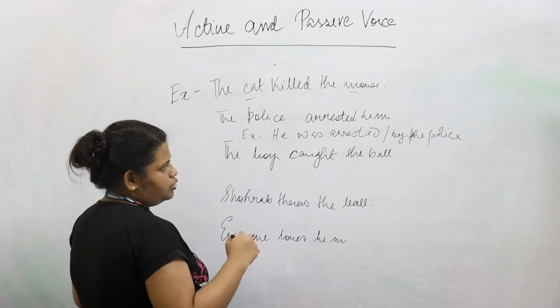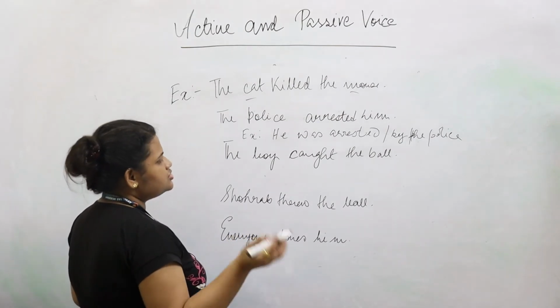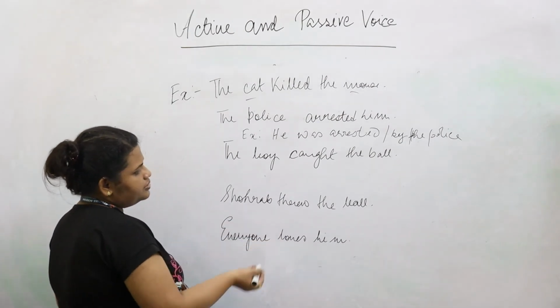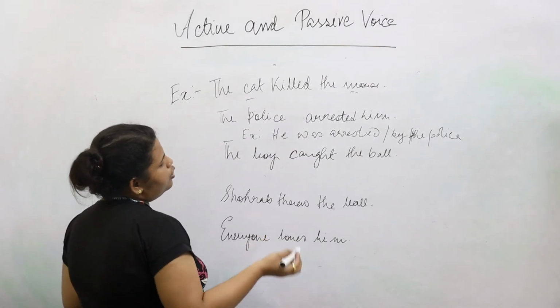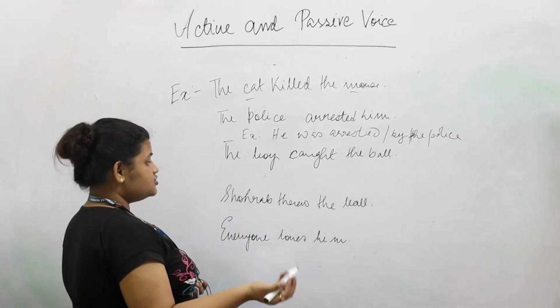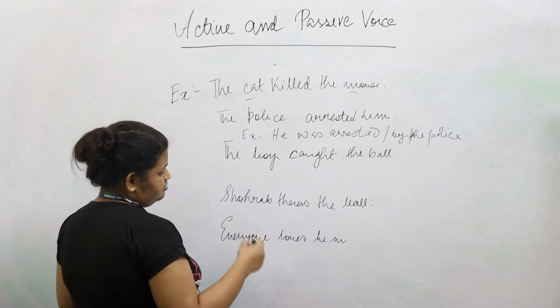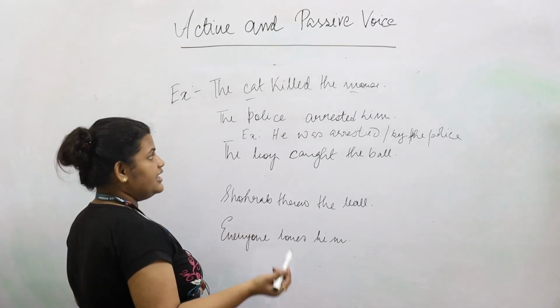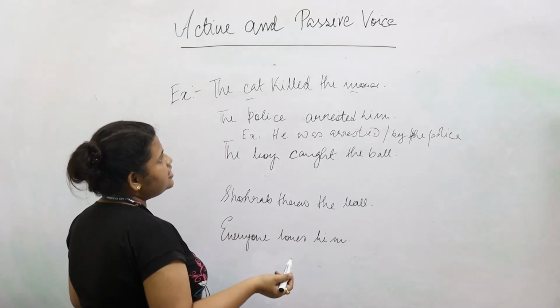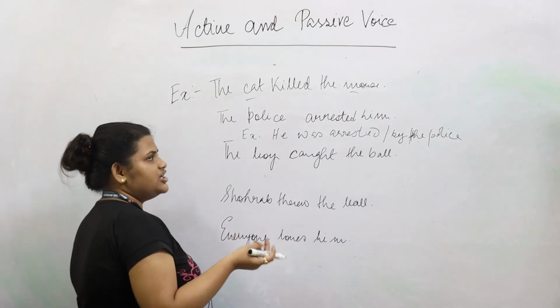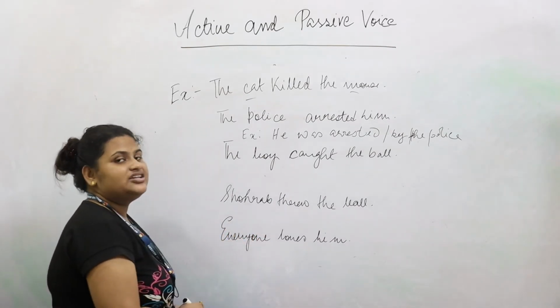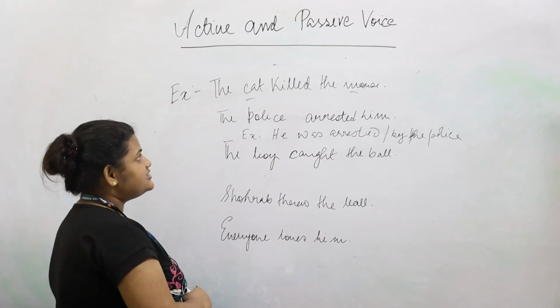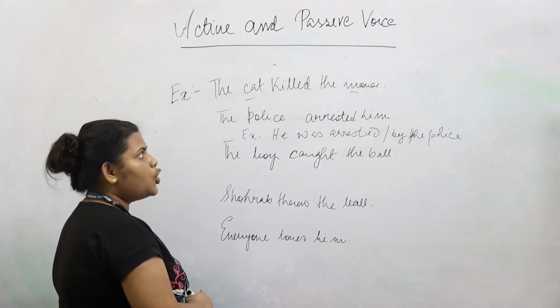The boy caught the ball. The ball was being caught by the boy. Saurabh threw the ball. The ball was thrown by Saurabh. Everyone loves him. He was loved by everyone. So that is how we'll be doing the changes from active to passive, by changing the tense as well as the subject and the object.